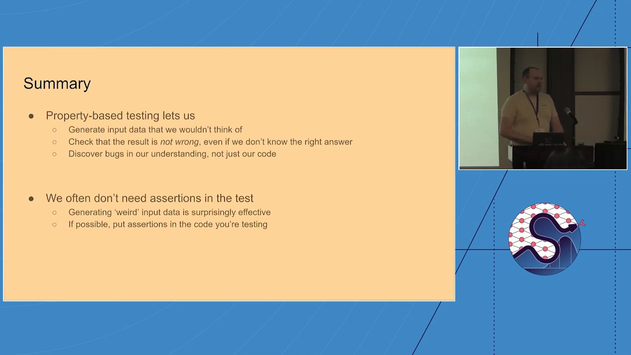But the last thing is that I often find that writing property-based tests helps me find bugs in my understanding of the problem, not just the code that I wrote. Before I actually put this talk together, I had never really sat down and thought, what should my sorting function do if it has a not a number in here? It's not obvious. And then finally, a point that I didn't show here, but you often don't even need assertions in the body of your test. Often, just putting really weird inputs into your functions will cause Python to raise an exception somewhere, and that's often worth finding out on its own. This is especially powerful if you put assertions in the code that you're testing, so that the error is raised as close as possible to the point where something that you didn't expect happened.